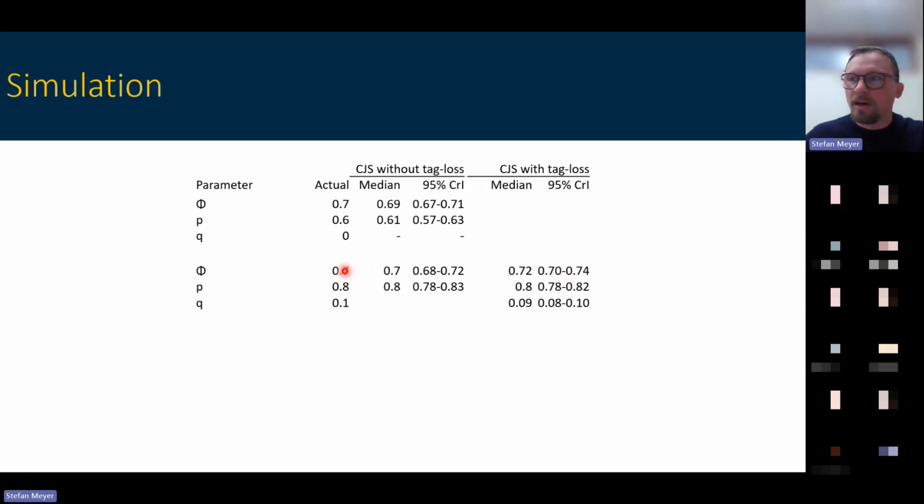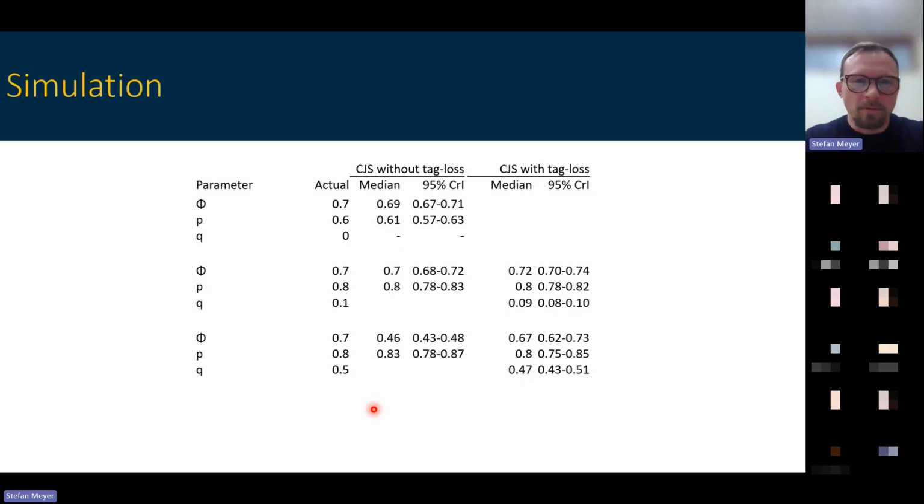and the credible interval just includes the actual 0.7. Here we need to bear in mind that with a tag loss probability of 0.1, 90% of tags are still left after the first year, and then 90% of these tags are left in the subsequent years. So most individuals are still wearing at least one tag. That means the tag loss model is probably struggling to estimate simultaneous tag loss. But it also means that with such low tag loss, a normal CJS model that does not include tag loss is probably still working pretty well.